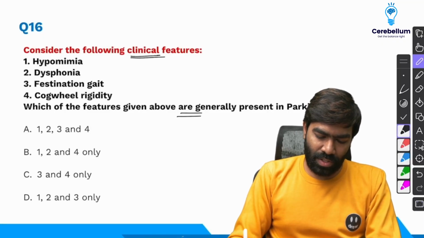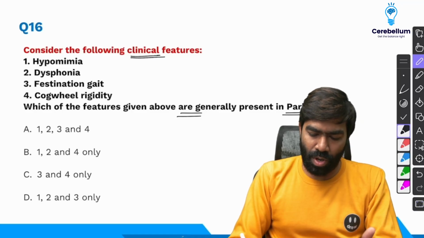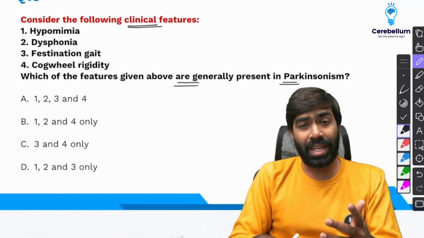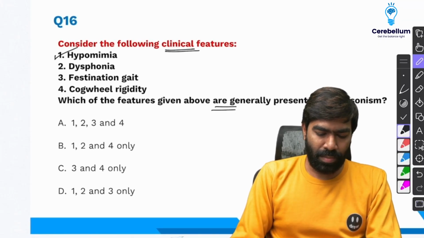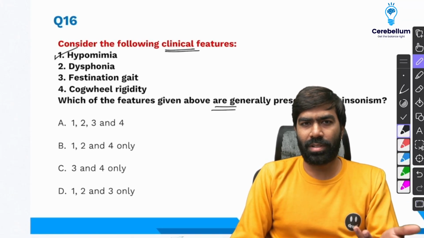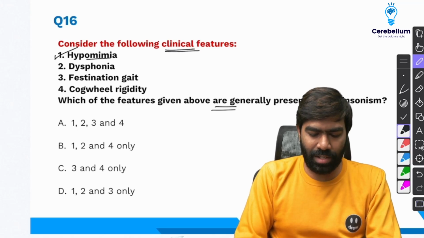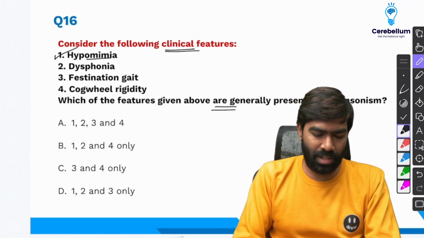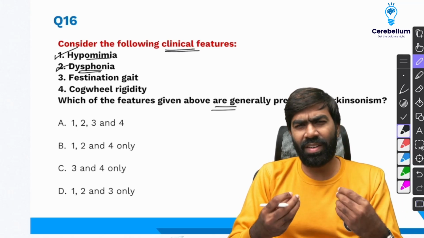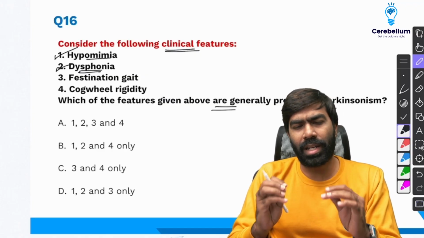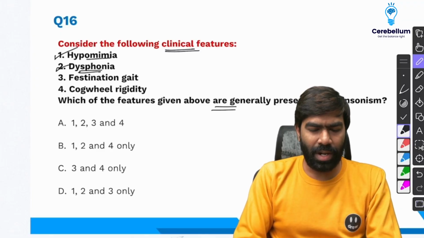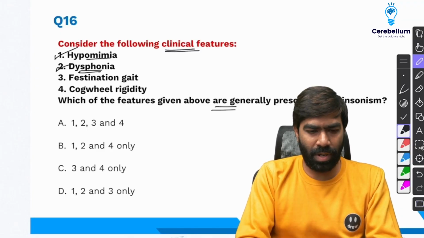And they're asking which of the features given above are generally present in patients with Parkinson's disease or Parkinsonism. So option 1 says hypomimia. Hypomimia is reduced expressions or expressionless face, which is very characteristic of Parkinson's disease, even though in advanced stage. Dysphonia. They will have that soft spoken speech and monotonous speech, that is characteristic Parkinson type of dysarthria, that's what they call. But nevertheless, this is a feature of dysphonia and Parkinson's disease.